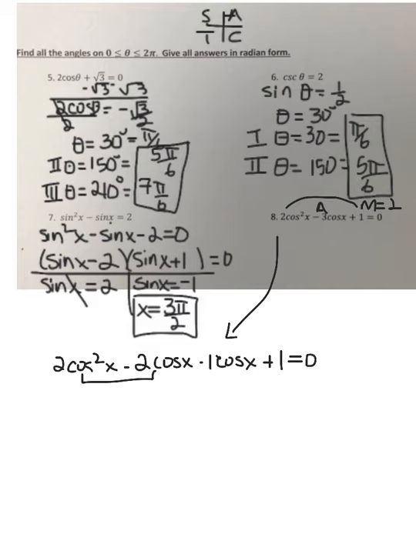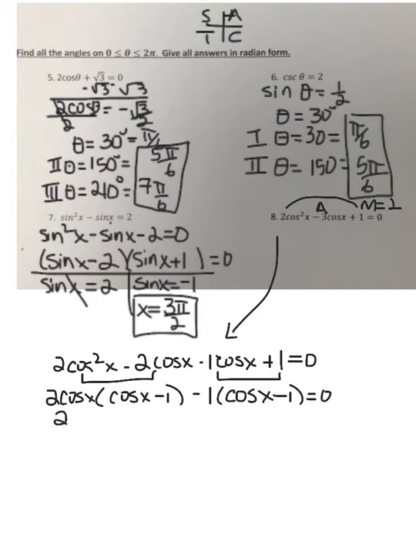Okay, we're going to group and group. So we're going to have 2 cosine that I can take out of that first group and get cosine x minus 1. And over here, I'm going to take out a -1, and I'm also going to get cosine x minus 1.